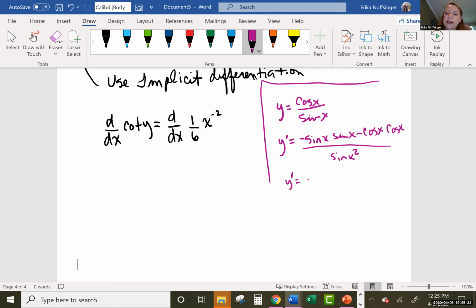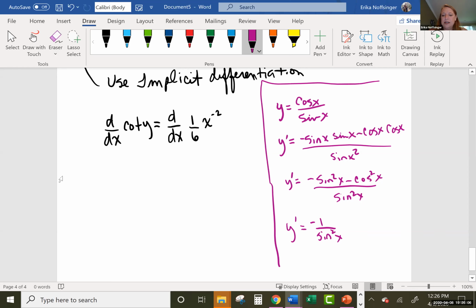So this is negative sine squared x minus cosine squared x all over sine squared x. I notice that this is almost identical to my Pythagorean identity. Cosine squared plus sine squared is 1. If I pulled out a -1, that would be -1 times cosine squared plus sine squared, which is the same thing as -1. So this is really negative 1 over sine squared x. 1 over sine is cosecant. And so this is negative cosecant squared x.